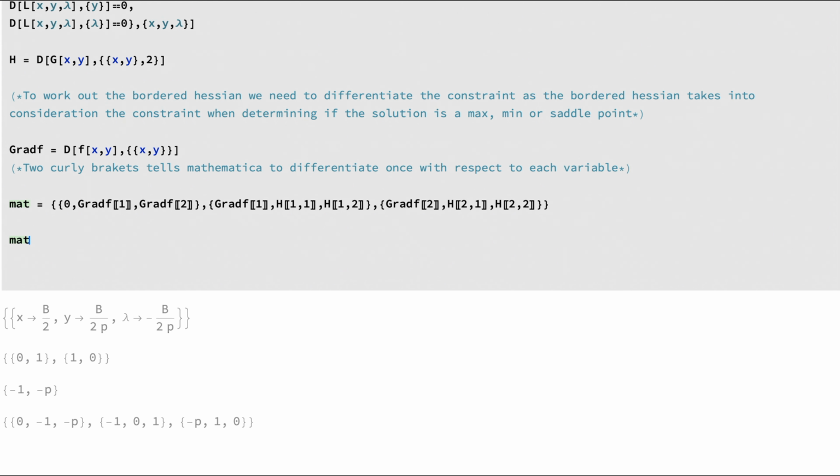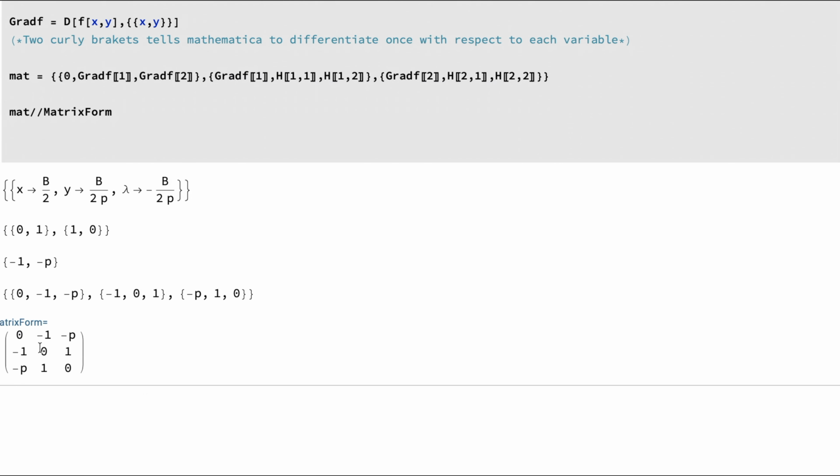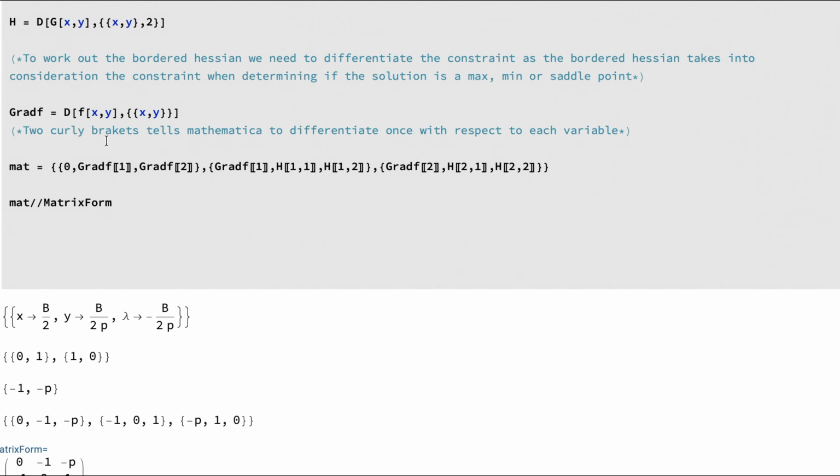To make that into a much nicer matrix form, we will use this command. So mat and then two slashes, MatrixForm, and we get 0, minus 1, minus p; minus 1, 0, 1; minus p, 1, 0, which is what we got by hand. Now that we have the bordered Hessian, we can see if our values for x, y, and lambda are a minimum or maximum.